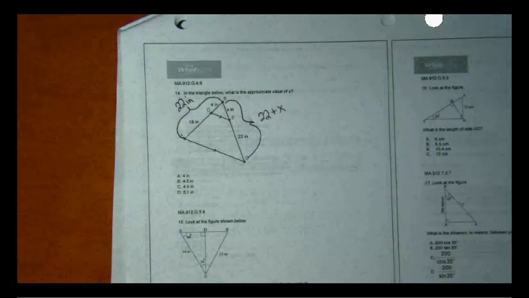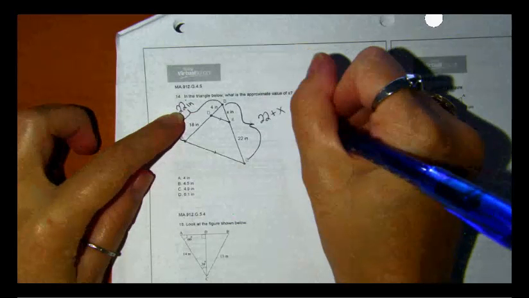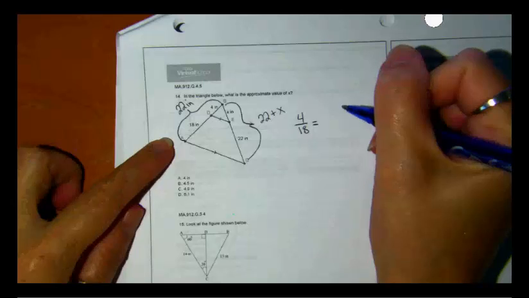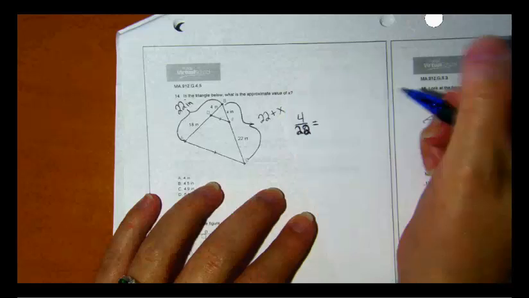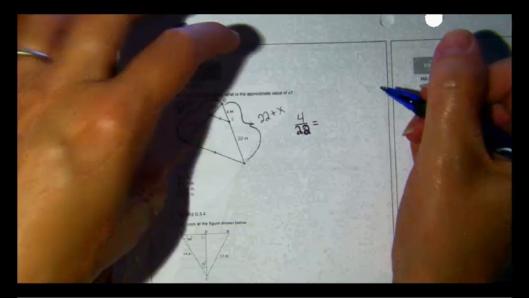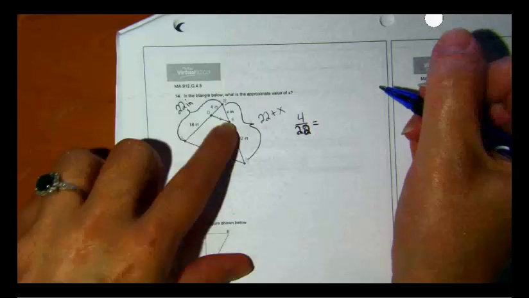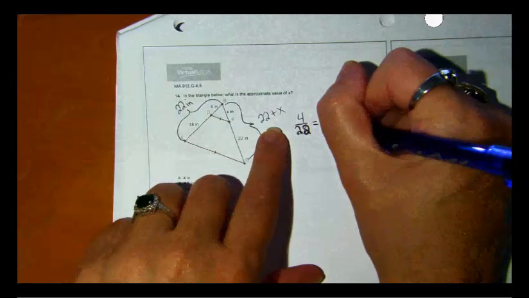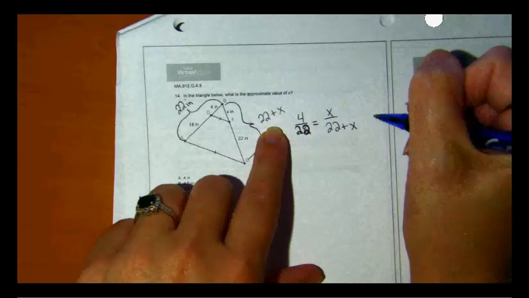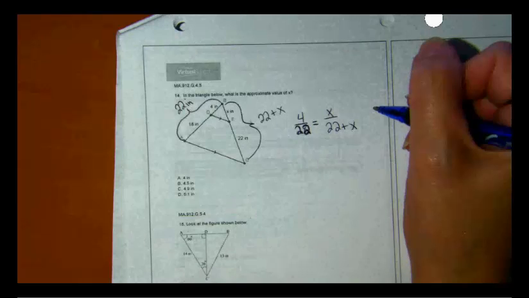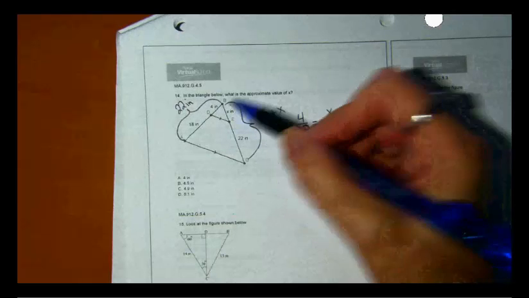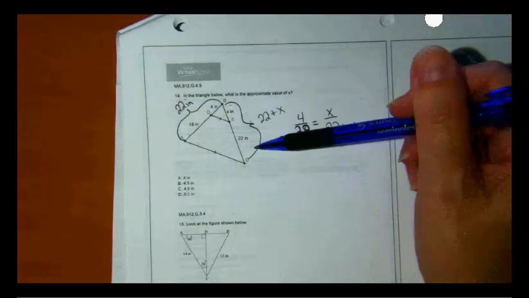Still, I'm going to set up a proportion, small triangle to large triangle. So I'm going to have 4 over 18 for the small to, not 18, sorry, 22. I'm lying to you, I don't mean to. 4 over 22 for the small triangle to the big triangle. And over here I have x over 22 plus x. Why x? Because the whole length of the big triangle is 22 plus x. Does that make sense?